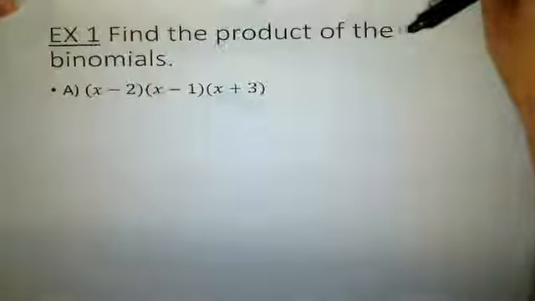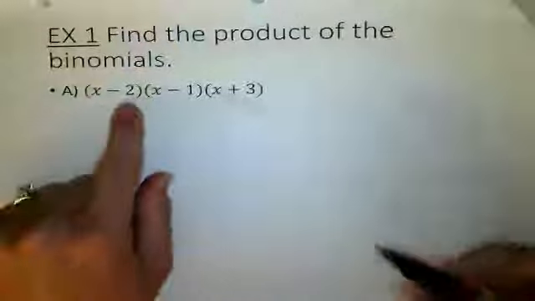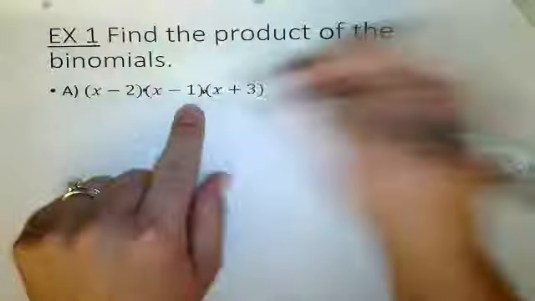All right, so example 1. Find the product of the binomials. So again, we talked about binomials yesterday. Binomial means what? Two terms. Yes, bi meaning two. And so you can see we've got two terms times two terms times another two terms.